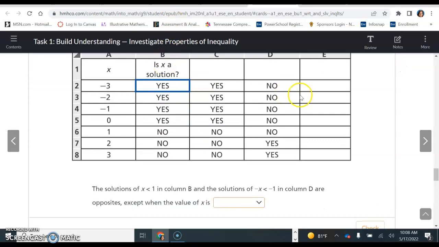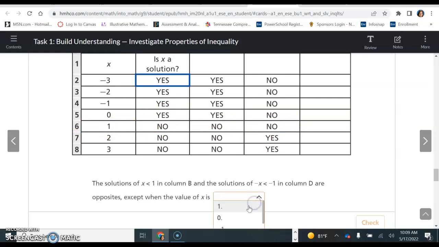So you can see here, this is no down through 6, and then it turns into yes, yes. So the solutions of x less than 1 in column B and the solutions of negative x less than negative 1 in column D are opposites except when the value of x is 1. So when the value of x is 1, they have the same answer.